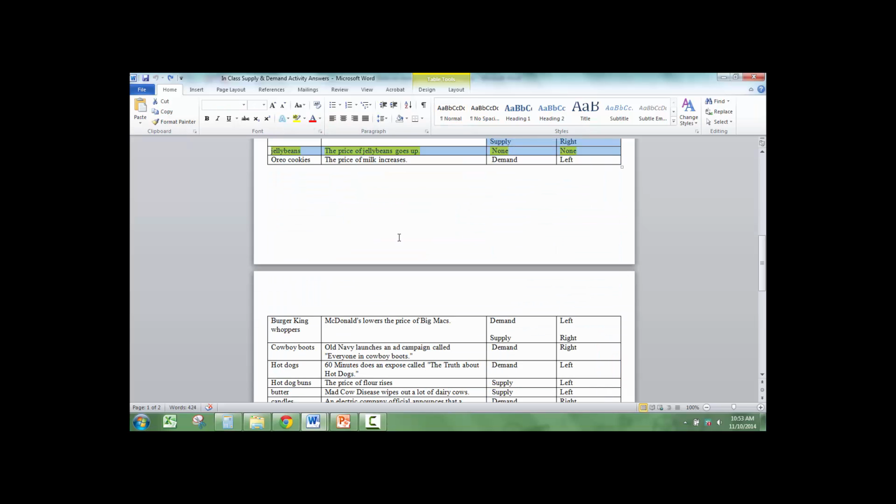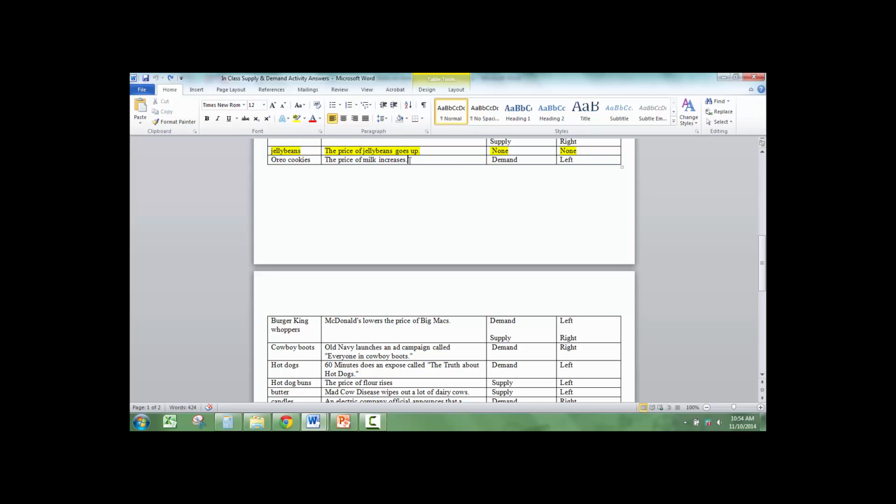Now, jelly beans. We're in the jelly bean market and the price of jelly beans goes up. This is the same as the hamburger. This is a change in price, not a change in demand or supply. Therefore, we are on the same demand curve or the same supply curve.